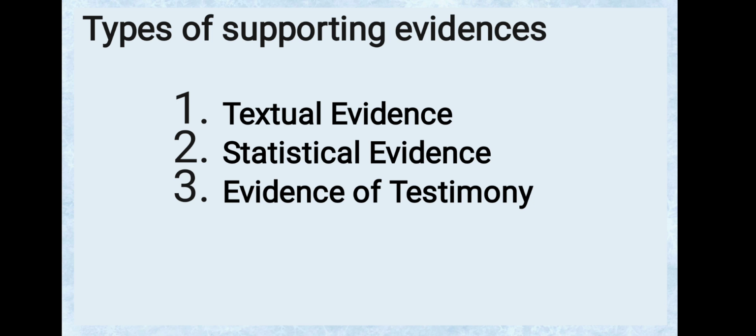And third, the last, evidence of testimony. Examples of this type of supporting evidence are: first, quotations from books, papers, or experienced newspaper editorials, and second, conclusions of essays written by experts. Each type of proof has strengths and weaknesses, and how you use them depends on what you're trying to prove.